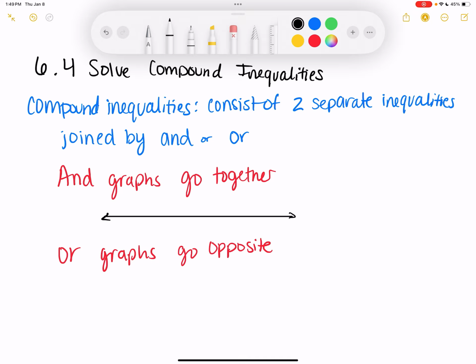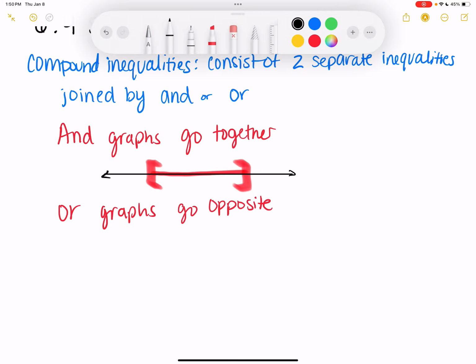So an and graph, let me do it with this so it's bigger to see. An and graph is going to look something like that. I'm just doing it super bold so you can see it. An or graph is going to look like this. Now, bracket or parentheses, the same way that it was before. If it's or equal to, it's a bracket. If it's just less than or just greater than, it's a parentheses. I'm, again, just using these for you to see. So or graphs go opposite and and graphs go together.